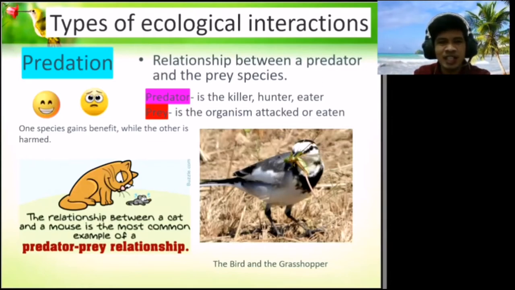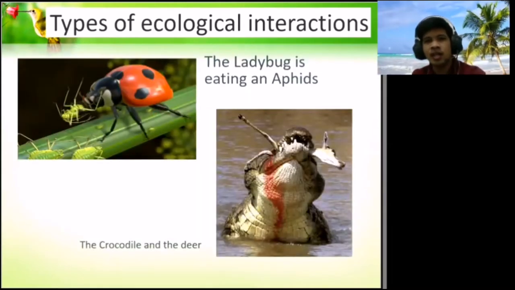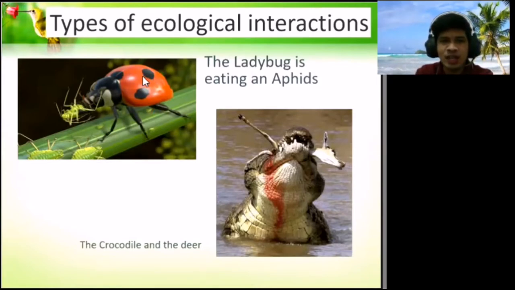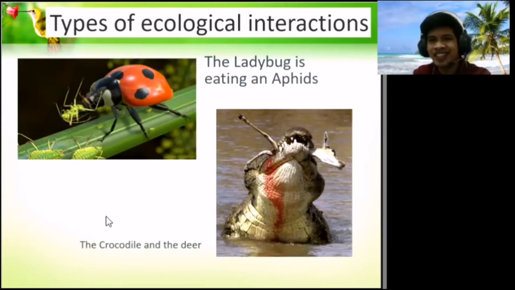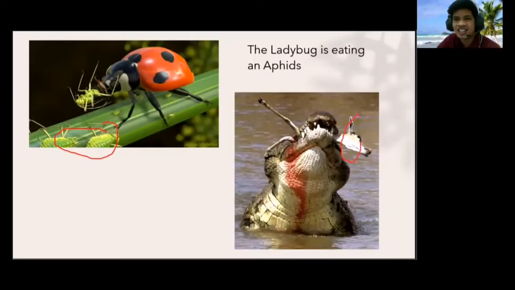Another one, I have here another examples on the next slide, please. So between the ladybug and the aphids, this one is the ladybug. This one is eating the insects called the aphids. So therefore, the ladybug is the predator and the aphids are the prey. What about between the crocodile and the deer in this next picture? Since the crocodile is eating the deer, therefore the crocodile is the predator and the deer is the prey. All right? Okay. Next.